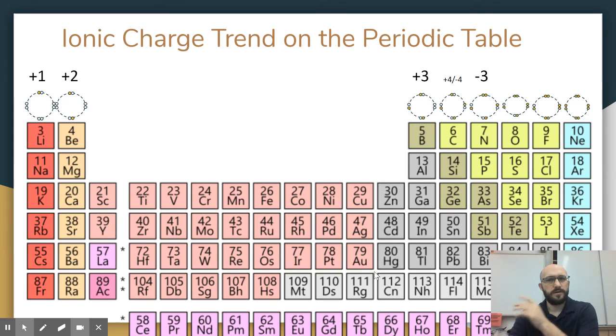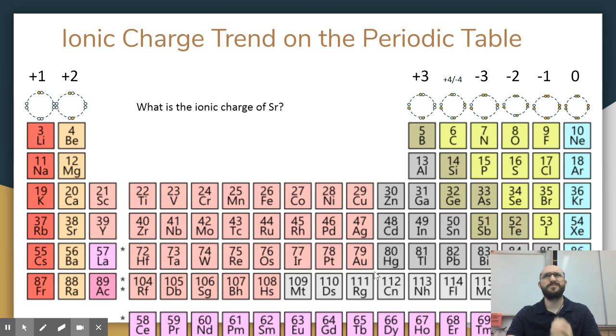Here, though, that nitrogen, I now have 3 spots missing. So I could lose all 5. That's way more work than gaining 3. So that column becomes a negative 3 ion. 2 empty spots, negative 2 ion. 1 empty spot becomes a negative 1 ion. No empty spots, doesn't become an ion.